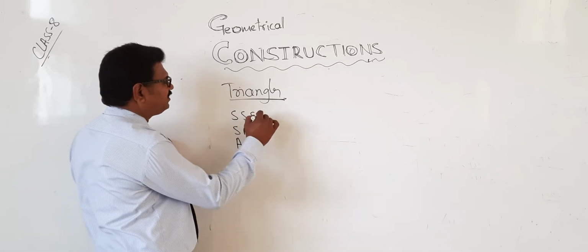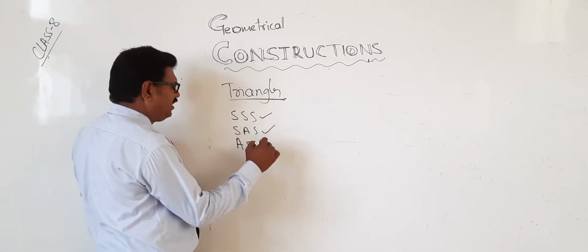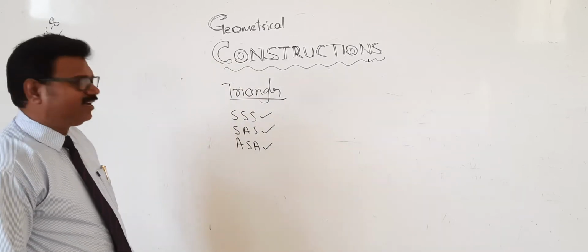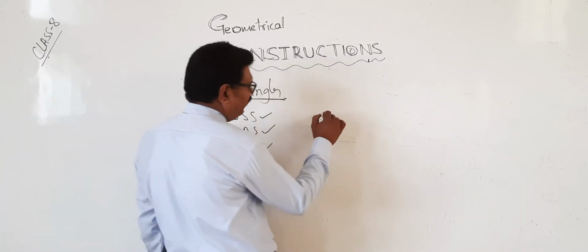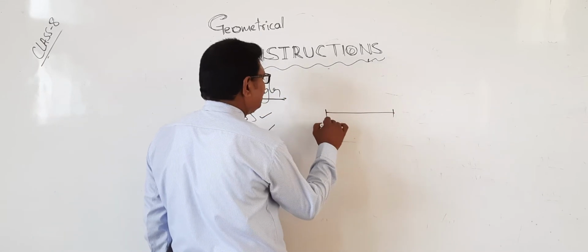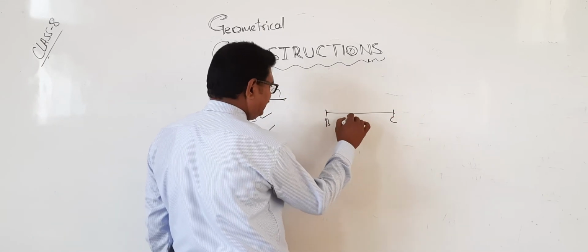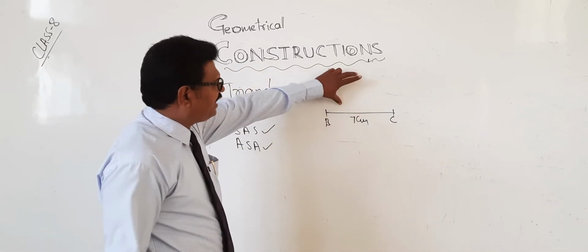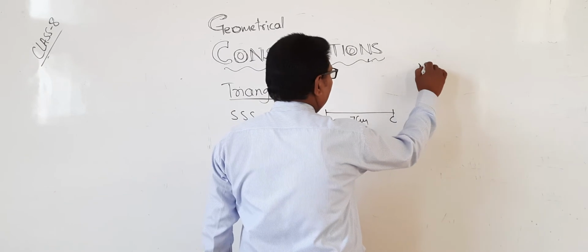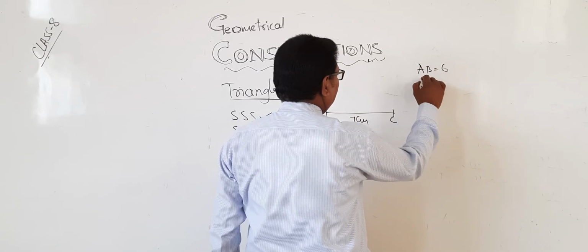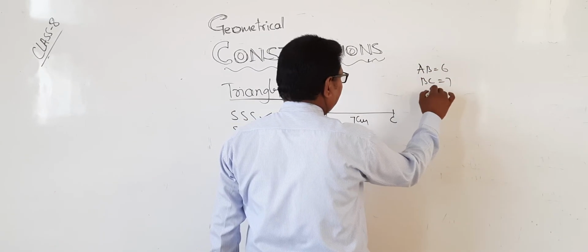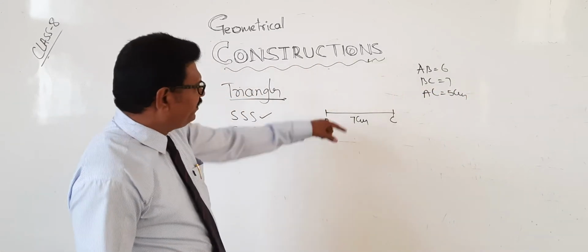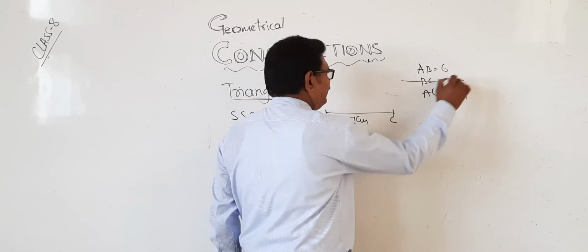First one is all sides given, two sides and one angle, and two angles and one side. So we can construct a triangle. I will show how to construct. For example, base BC of 7 centimeters. Let's see the problem: AB equal to 6, BC equal to 7, AC equal to 5 centimeters. Very, very simple. Now BC we have taken. That is BC completed.